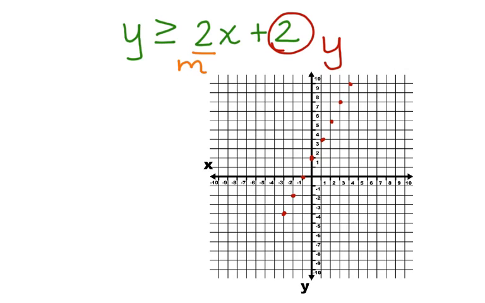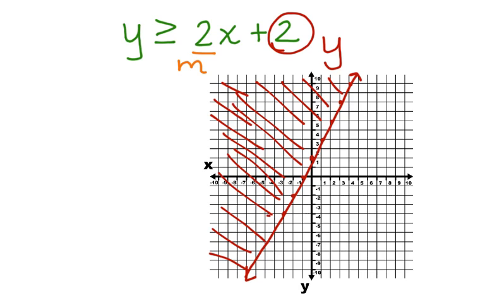Now, y is greater than or equal to 2x plus 2. Because it's equal to, we can make this a connected line, not a dotted. And then y is greater than, so we shade everything greater than and including the values on this line. This is where the solution is going to be found for this inequality.